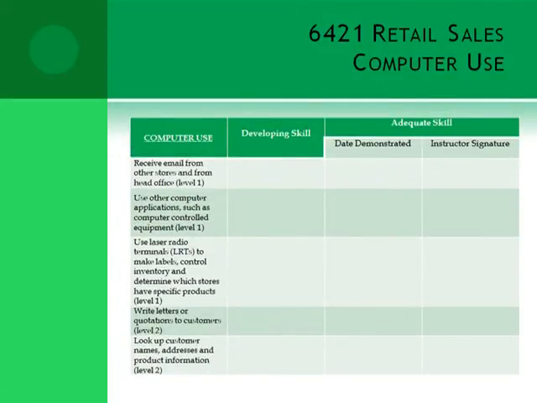This chart is an example of computer use for the goal of retail sales. As you can see, many of these items are developing skills in other categories as well. For example, write letters or quotations to customers, Level 2, will also develop writing skills, communication skills, customer service skills, and word processing skills.